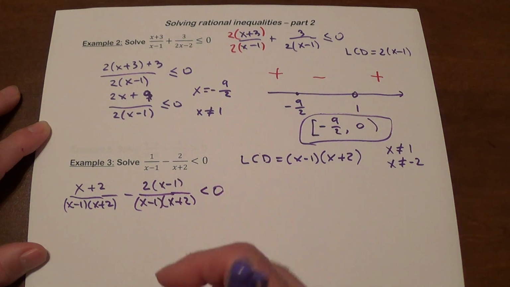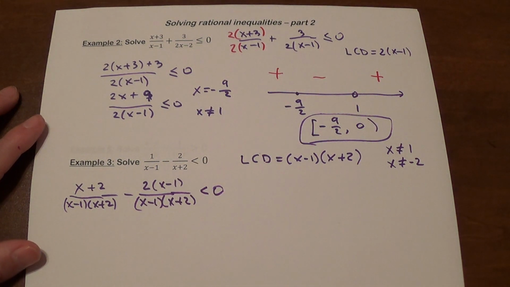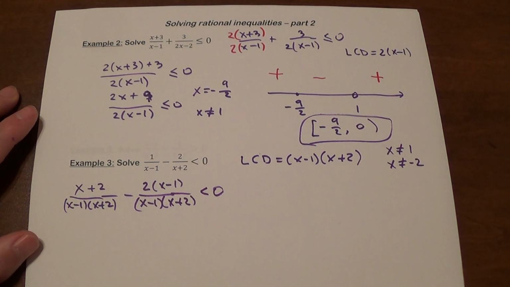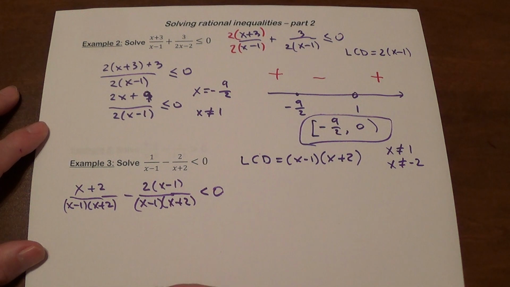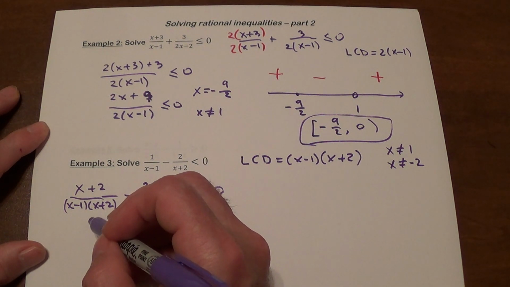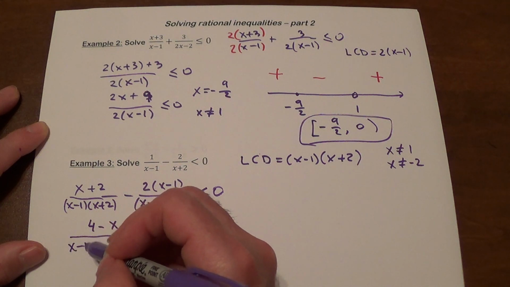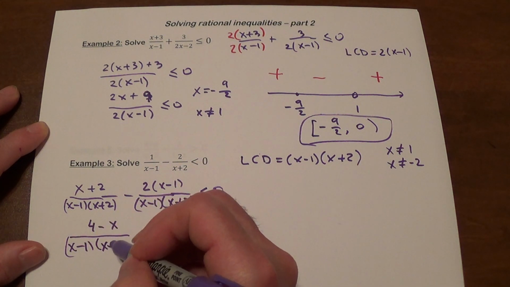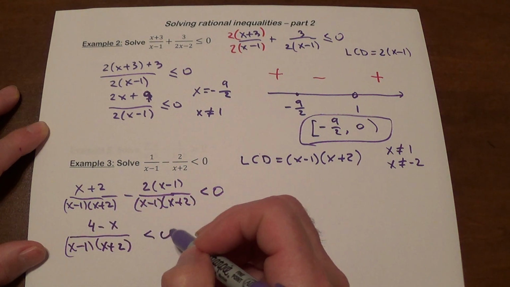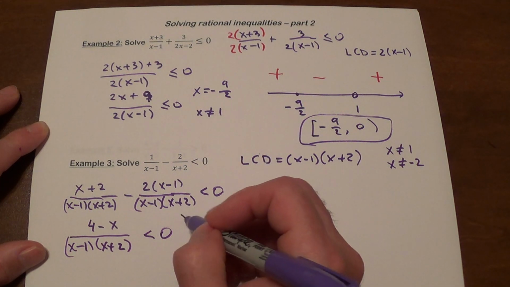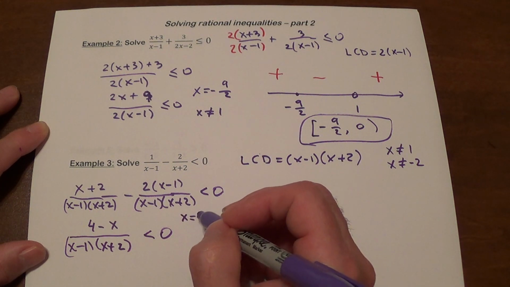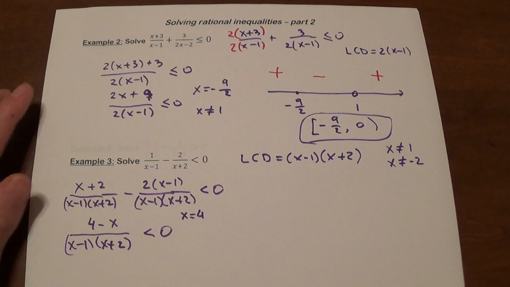less than 0. So we're going to go ahead and combine that. That's going to end up giving us 4 minus x in the numerator, and the denominator is obviously the same, less than 0. So we have x equals 4 as our 0 here, right?